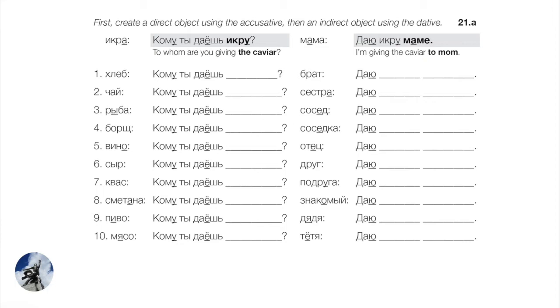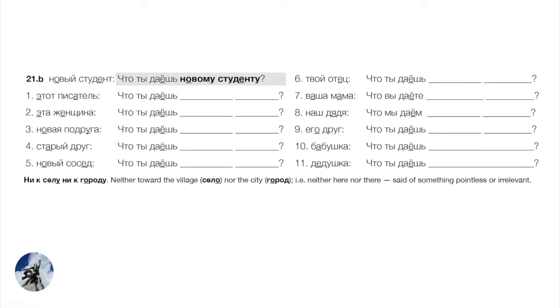Okay, let's do a few more and throw in some adjectives here. What are you giving to these people, right? So we're adding an adjective of one kind or another, in some cases a special modifier, to these nouns. For example, что ты даёшь новому студенту? What are you giving to the new student? Okay, number 1, этот писатель. What are you giving to this writer? Что ты даёшь этому писателю? Okay, note the soft ending, писателю.